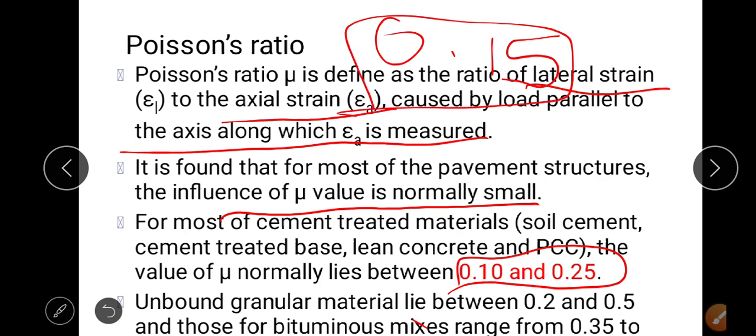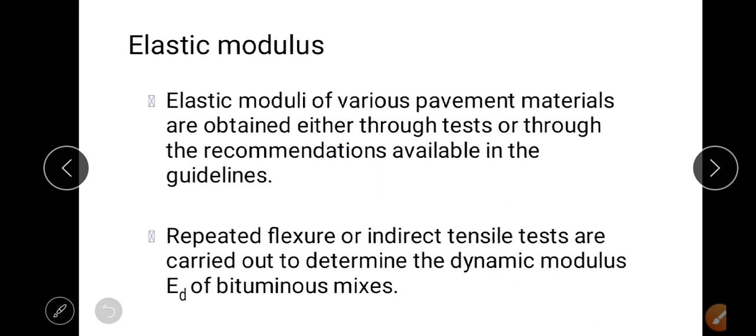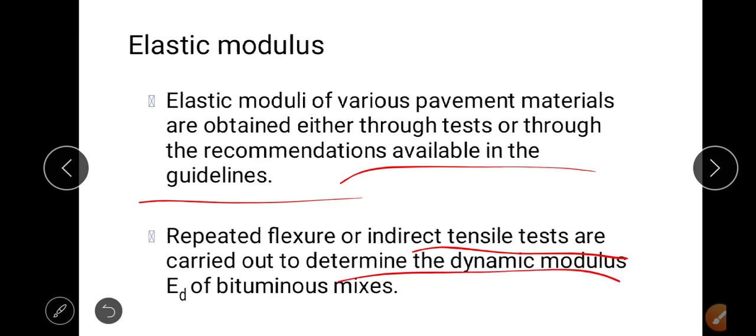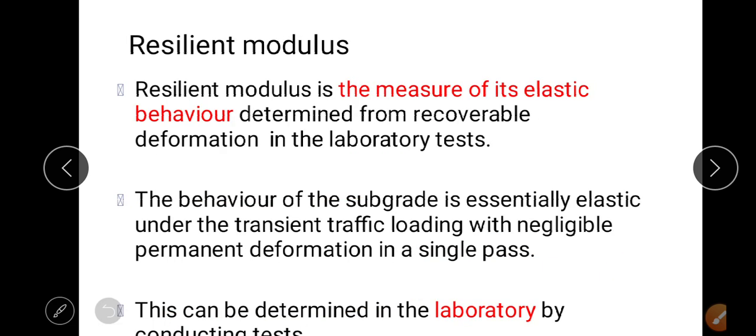Unbound granular material lies between 0.2 to 0.5, and those for bituminous mixes range from 0.35. Elastic moduli of various pavement materials are obtained either through tests or through the recommendations available in the guidelines. Repeated flexure or indirect tensile stress tests are carried out to determine the dynamic modulus ED of bituminous mixes. Resilient modulus is the measure of its elastic behavior determined from recoverable deformation in laboratory tests.